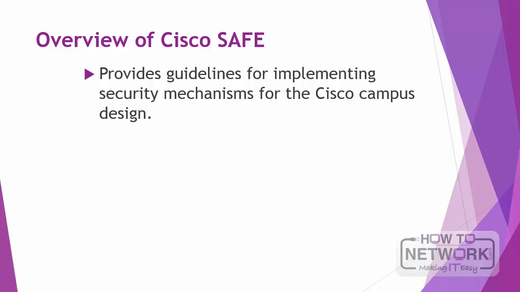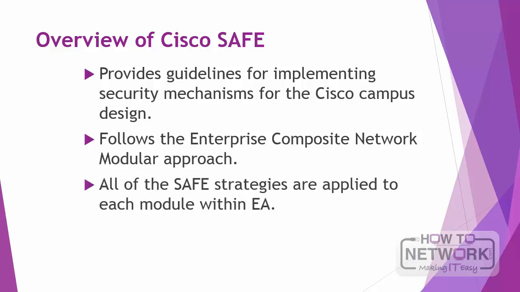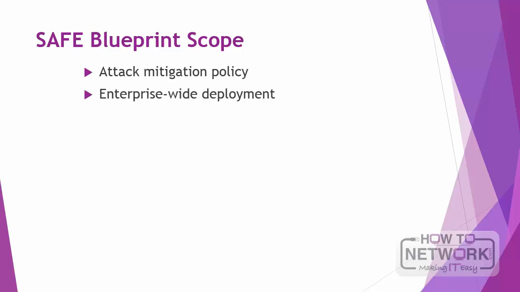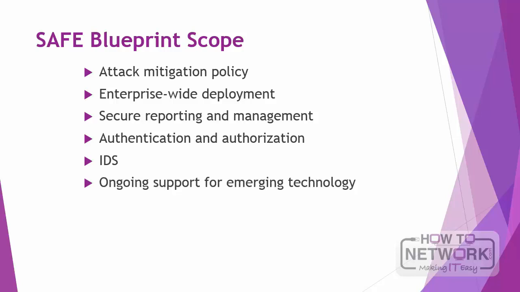The SAFE blueprint follows the enterprise composite network modular approach presented throughout this entire video series. All of the SAFE strategies are applied to each module and component of the enterprise architecture model's design. From a network design standpoint, the SAFE blueprint is a security architecture that covers the following aspects: attack mitigation policy, enterprise-wide deployment, secure reporting and management, authentication and authorization, IDS, and ongoing support for emerging technology.